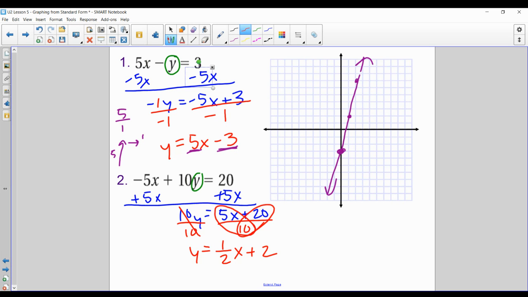Okay, so let's put our y-intercept of plus 2 on our graph. Then I'm going to have a slope of 1/2. So I'm going to go up 1 over 2. I'm going to put in a couple of points, and then I'm going to draw that line in.